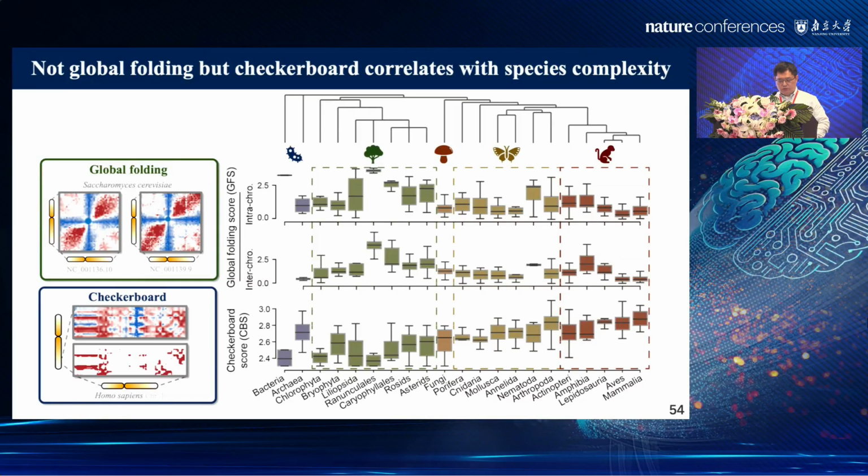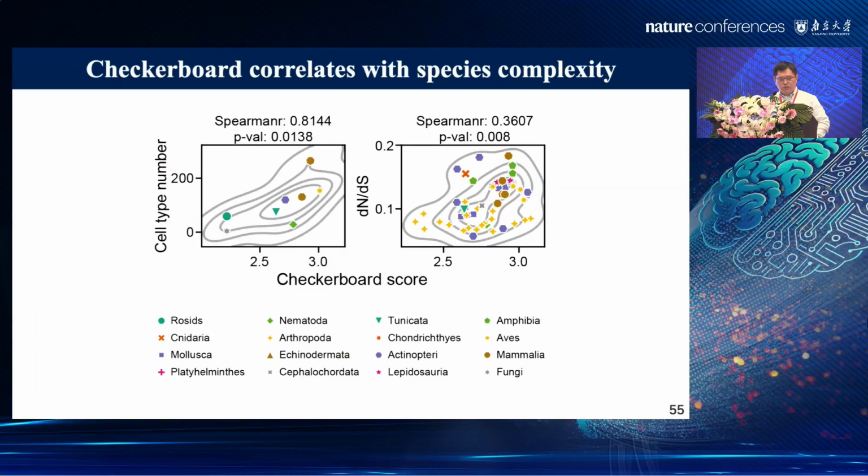So this is the first hint, and we did a careful examination. We checked the checkerboard scores against the cell type number, which is a well-known indicator of species complexity. We see a very significant correlation, with a significant p-value.